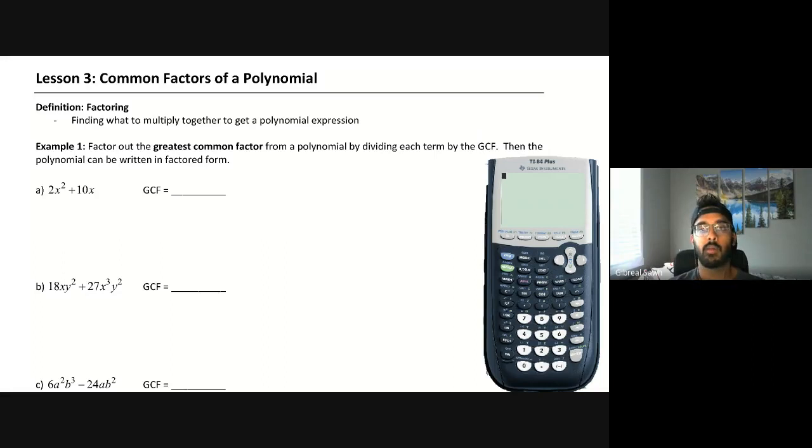Last time we talked about multiplying polynomials, so we learned that we could take two things, could be a monomial and a binomial, multiply them together. Now, factoring is going to be that process where we take that completed polynomial and break it back up into its two factors. So think about this in terms of numbers.